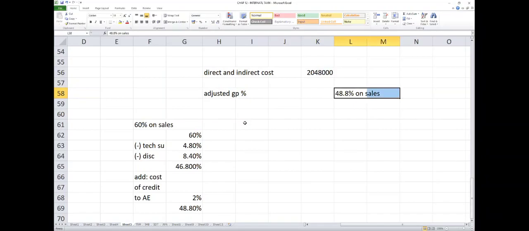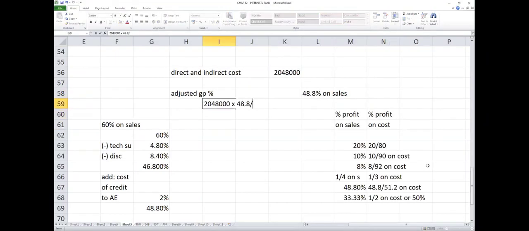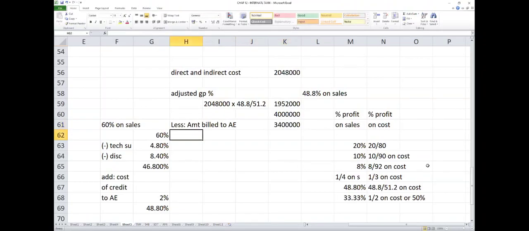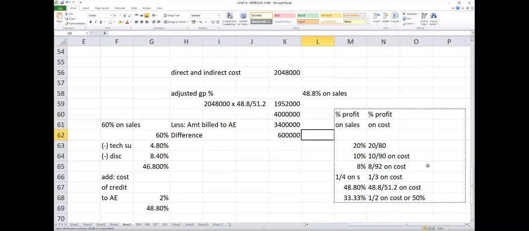We can take it this way, sir: 3,400 man hours into 1,000 is 34 lakh, and we can take 48% of that, right? No. Oh, okay. One second. Or is it 40 lakhs, less the amount billed to AE? How much did you bill? 3,400 hours into 1,000 rupees per hour. So the difference is 6 lakhs. 6 lakhs to be added to the total income, students. That's all.